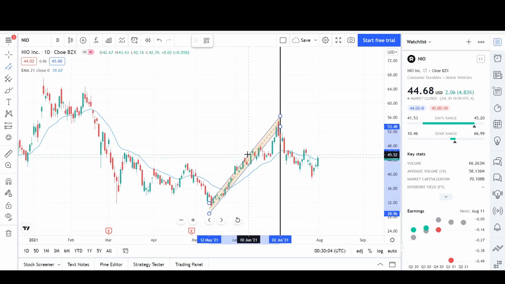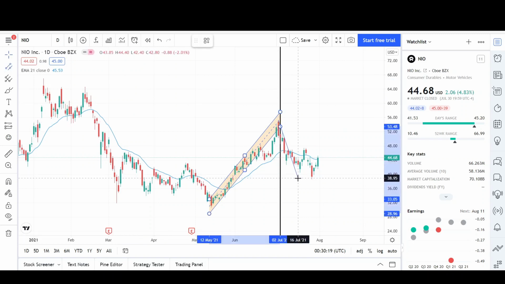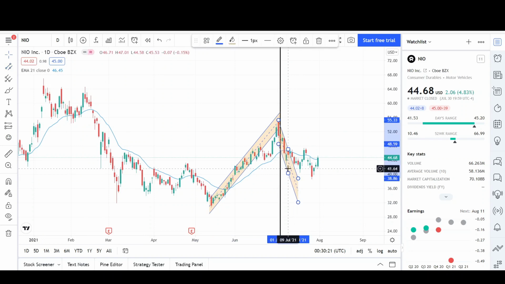So this is the channel up that we had, and then we had a break outside and then a move to a new high. So that's why we had that sell off right here, and it was extended from the EMA. So the EMA acts as a magnet, so price had to pull back, and then price went inside of a kind of like a spiking channel. This was the spike down, and this is the channel right here.